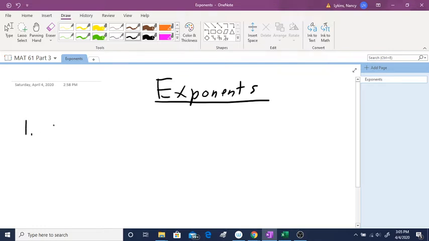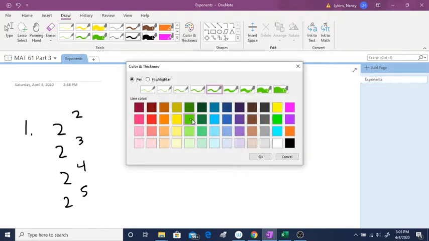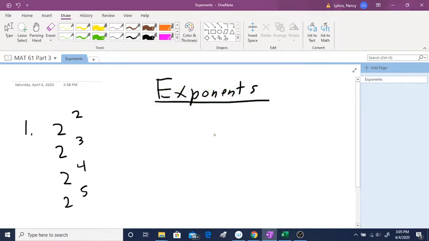Say if you had 2 raised to the second power, 2 raised to the third power, 2 raised to the fourth power, and so on. I'll do 2 to the fifth power. What does this mean? Well, I'm going to look at 2 to the fifth power real quick. I'm going to put it right down here.